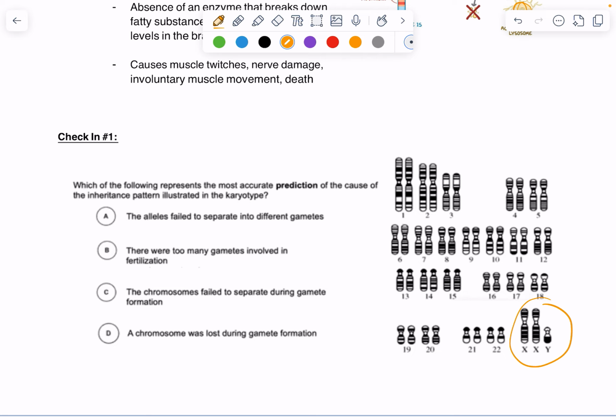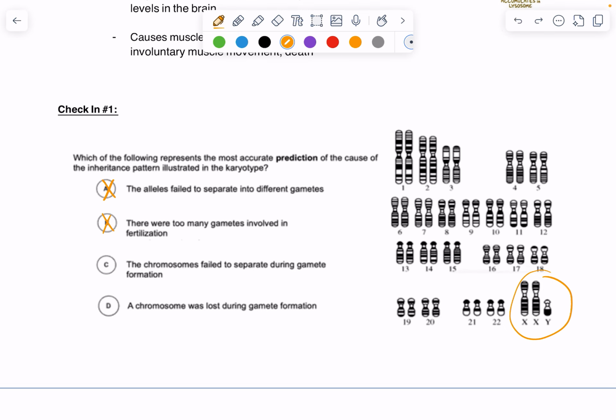you can see that what we have here is one chromosome that failed to separate. So not necessarily alleles. Alleles would be found on whole chromosomes, so that's too small of an answer. Too many gametes, no, that would have 3 chromosomes at each spot, which we don't see. Chromosomes failed to separate during gamete formation, I would star that one. That sounds good. Chromosome was lost during gamete formation would cause one less chromosome to be present in all of them. So we do like C here as our option, right? This is an example of non-disjunction.